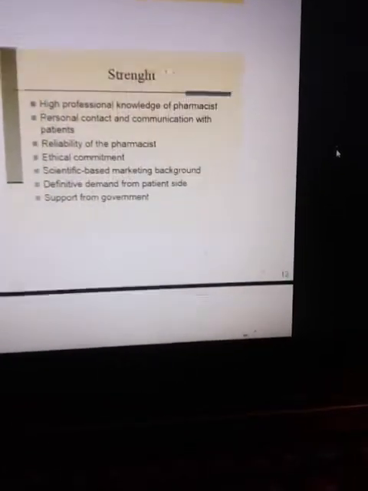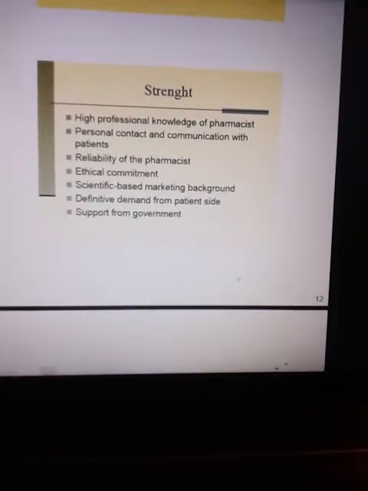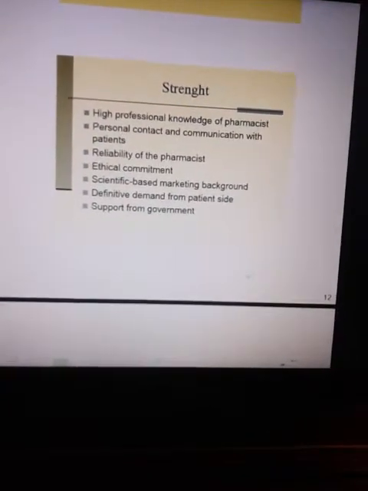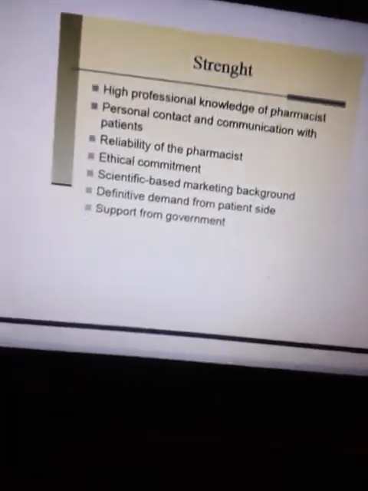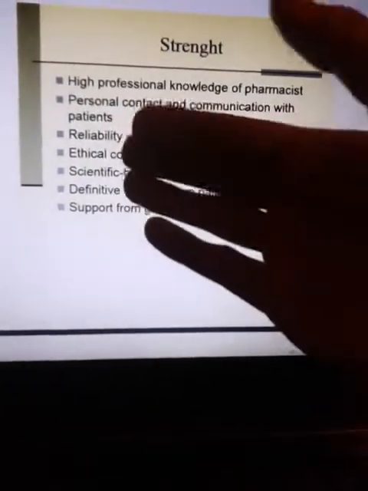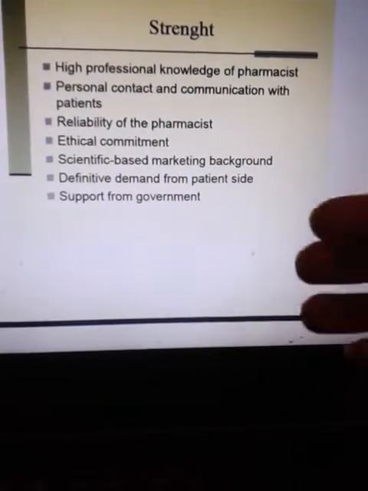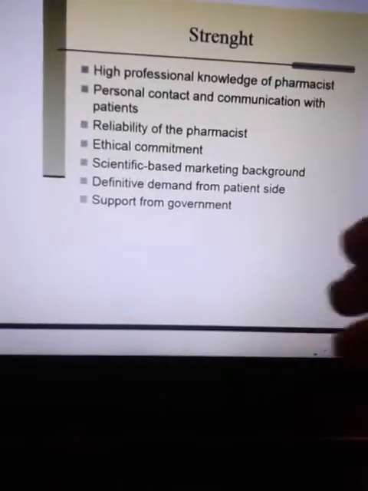Strength. What is the strength? High professional knowledge of the pharmacist, personal contact and communication with patients. We should have a strong personal contact and strong communication with patients. A strong reliability of the pharmacist, he should be reliable. A strong ethical commitment, he should have ethics.